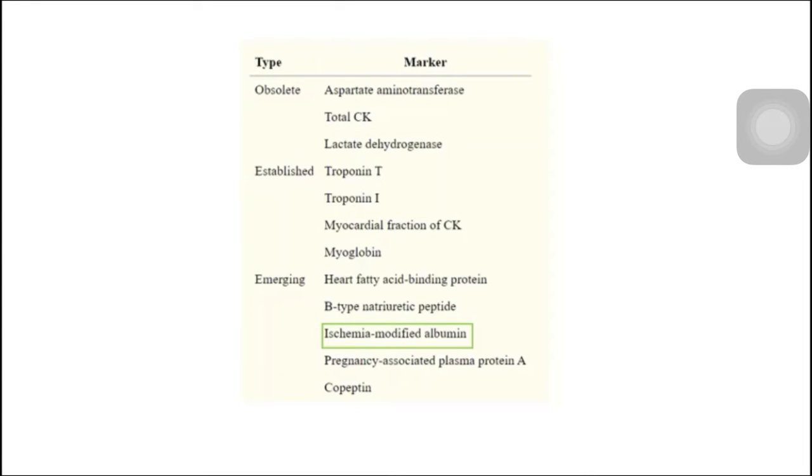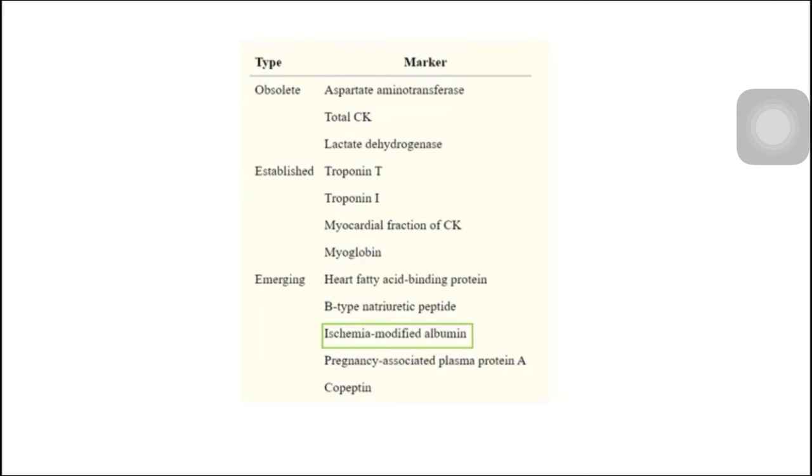Now, the measurement of IMA po is enabled po by the binding po of the cobalt po to the damaged end terminus of the albumin po. So, nag-increase po yung IMA levels immediately po after ng onset ng ischemia po. And it returns to baseline values within 6 to 12 hours po. Again, within 6 to 12 hours po, thus enabling early identification of ischemia po.